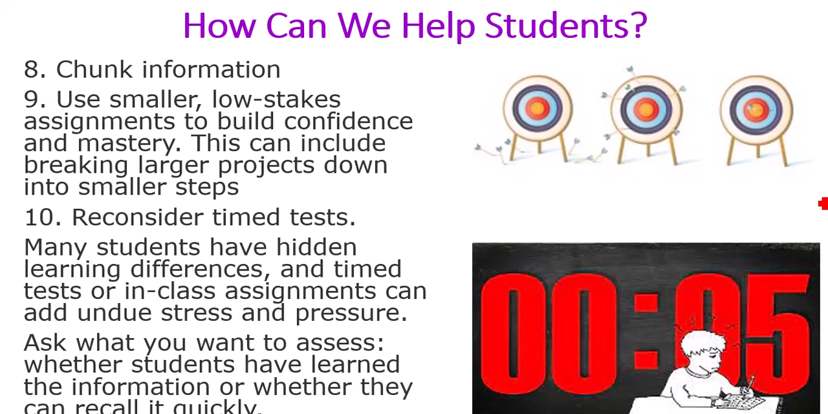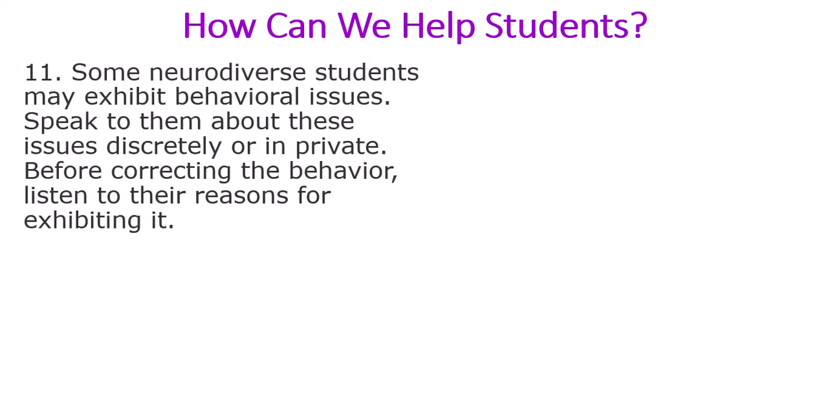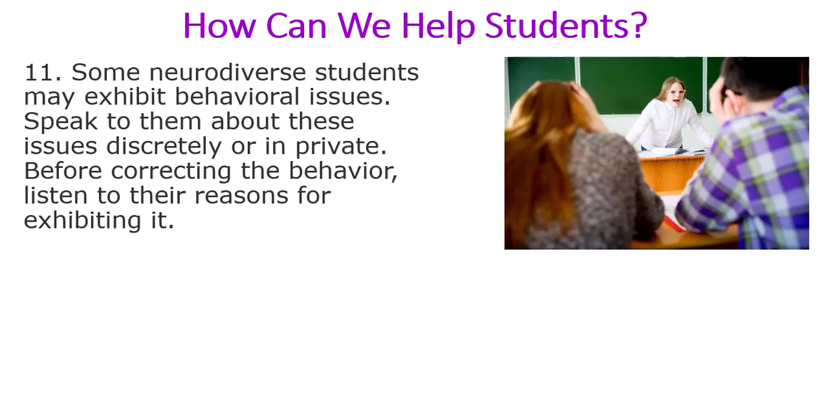Cognitive processing time is not the same as intelligence, and timed tests sometimes test for the wrong thing. They're often testing for quick recall rather than true knowledge of the subject. So that's just something to take into consideration. A couple other things. Some neurodiverse students may exhibit behavioral issues. If they do in your classroom, if it's possible and it doesn't involve an altercation with another student, speak to them about these issues discreetly or in private. And before you correct their behavior, listen to their reasons for exhibiting this.